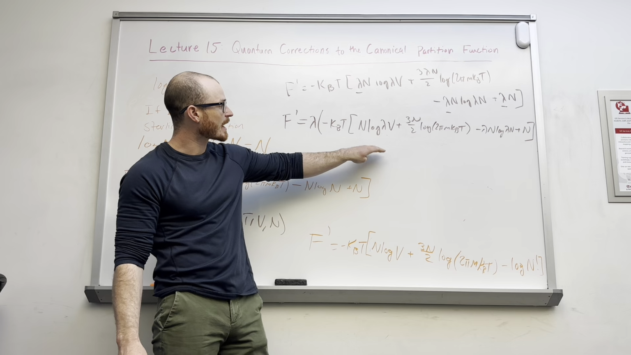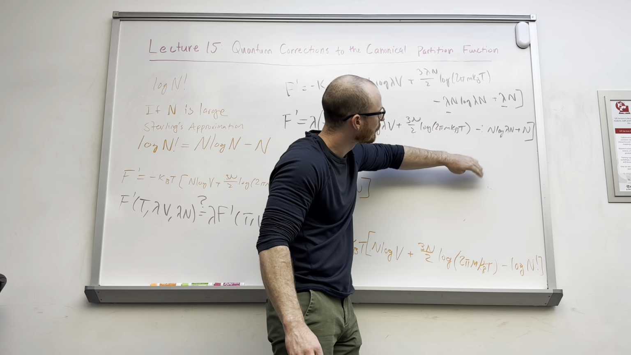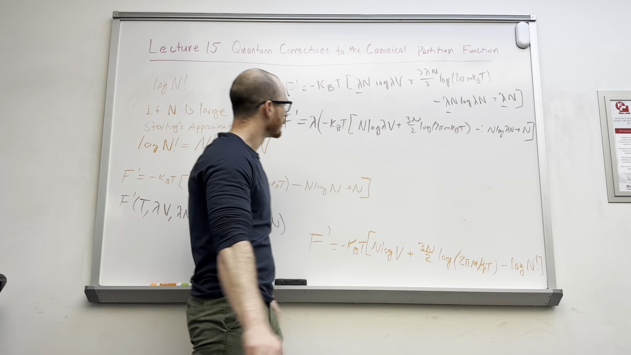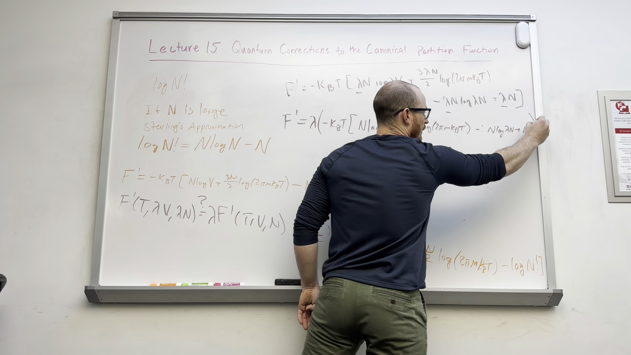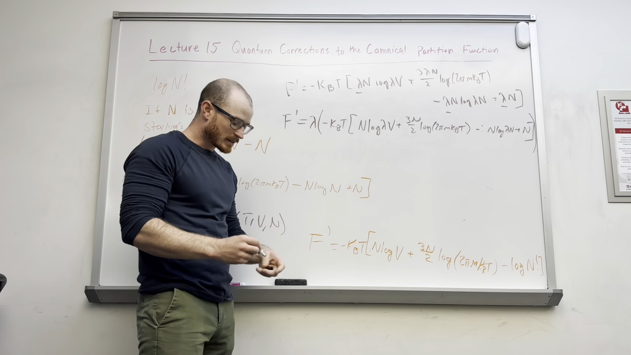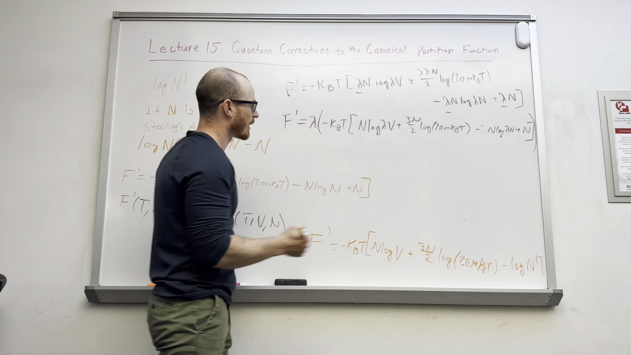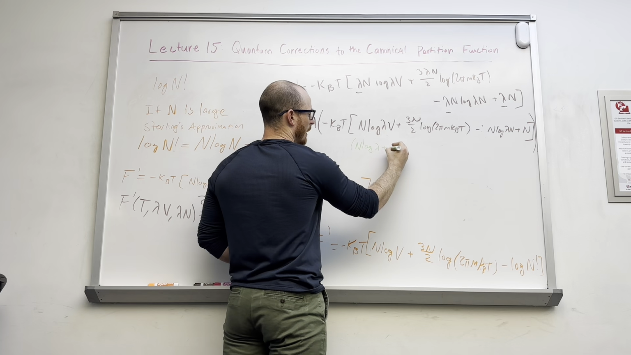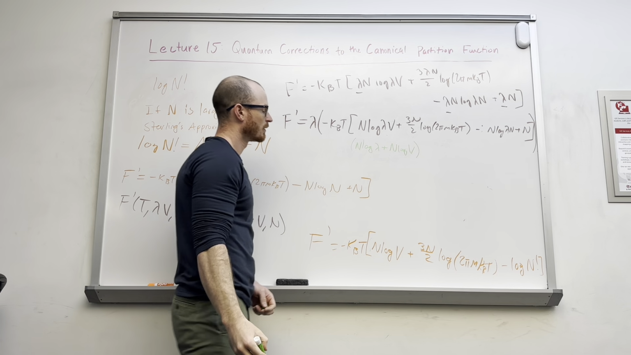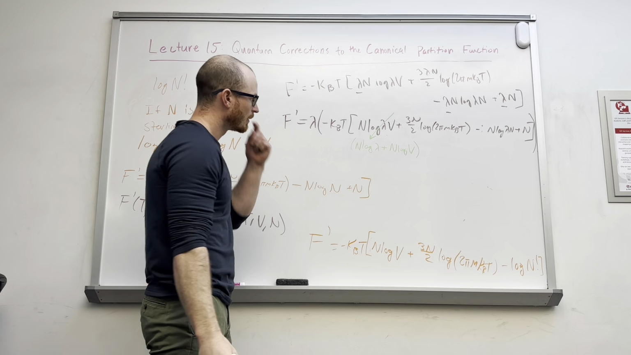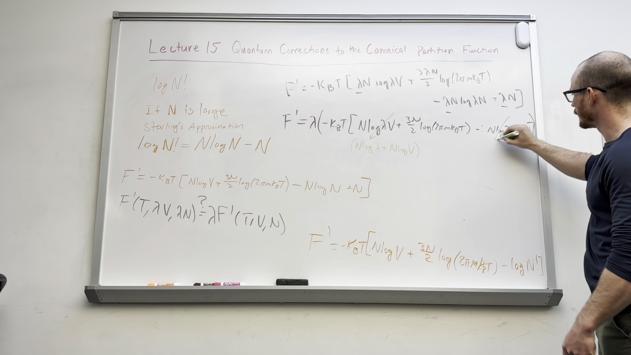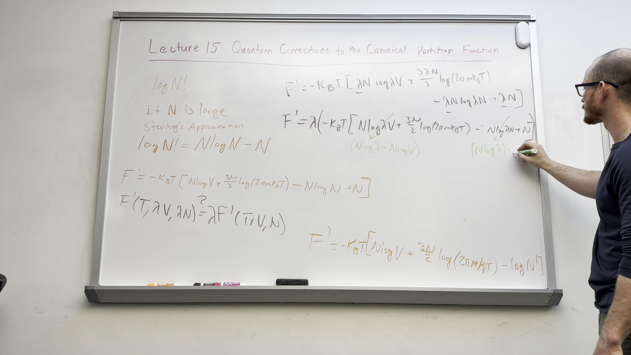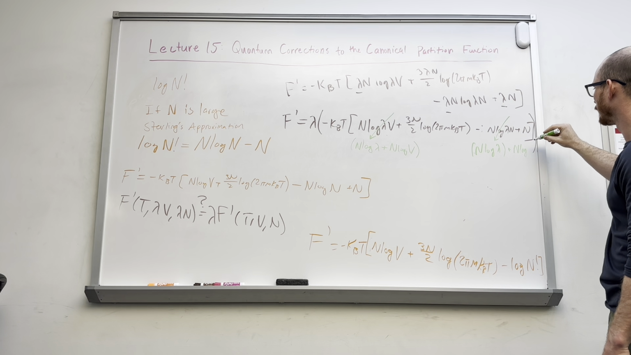But now what we have is this extra log lambda n term. It looks like I accidentally put an extra lambda there. But recall, I can take this term here and I can actually split this guy up, right? n log lambda v is the same as n log lambda plus n log v. But the same is true for this term. This is n log lambda plus n log n.